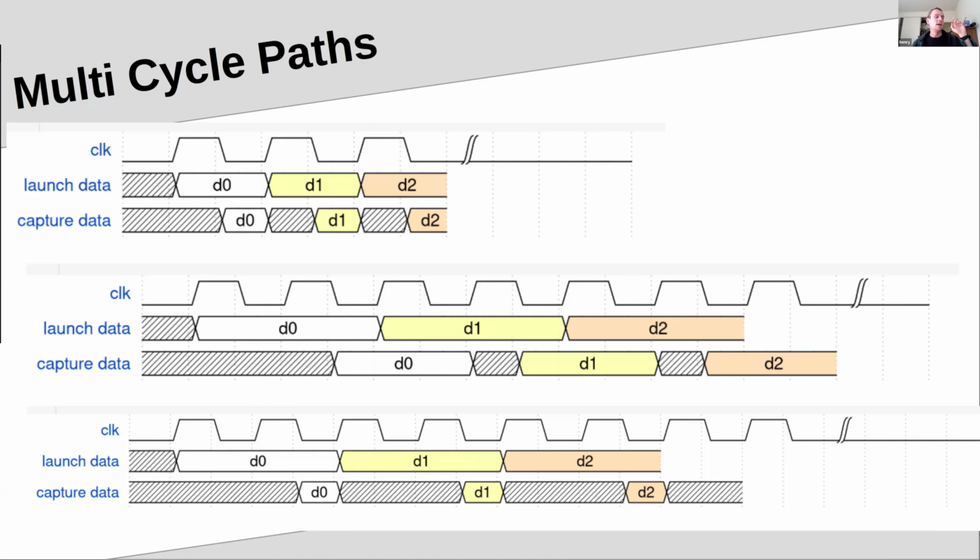With that out of the way, you can see that we have our launch data, it launches at some point, and then sometime later, we capture that data. And you can see it takes some time for that data to propagate. There's some time where it's metastable, that's the hashed out area. But it does propagate before the next rising edge of the clock. This is normal. This is just standard single cycle stuff. Okay, now let's look at the next one.